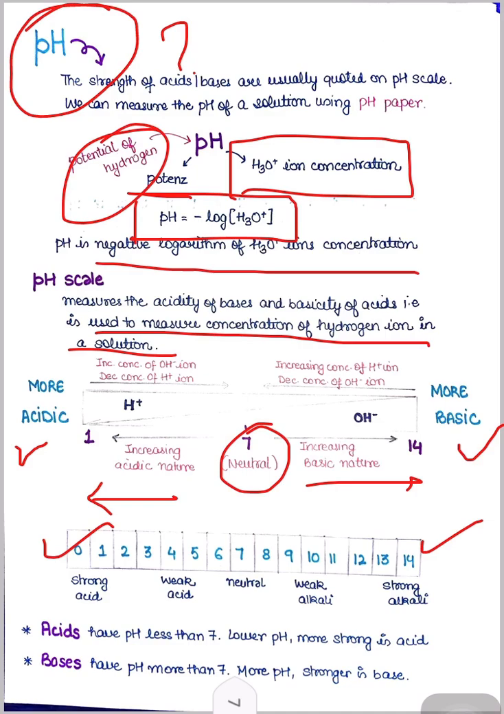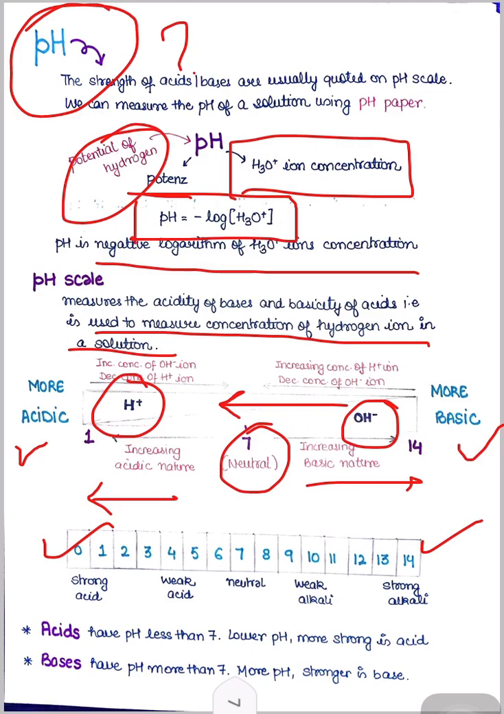And what happens is, more acidic means more H positive ions, more basic means more OH negative ions. So if I am moving from left to right, OH negative ion concentration is increasing and H positive concentration is decreasing. And if I am moving from right to left, H positive ion concentration is increasing and OH negative concentration is decreasing.